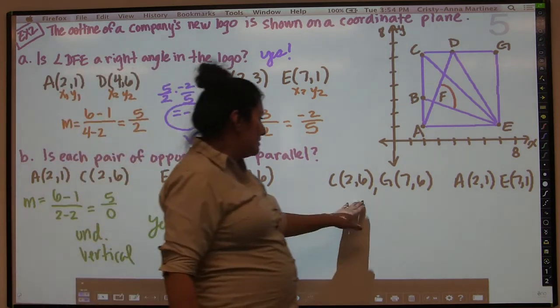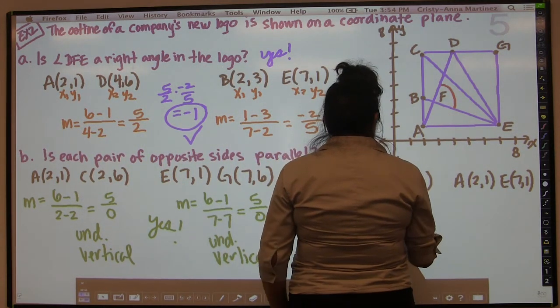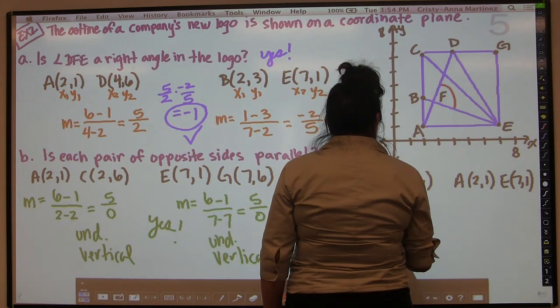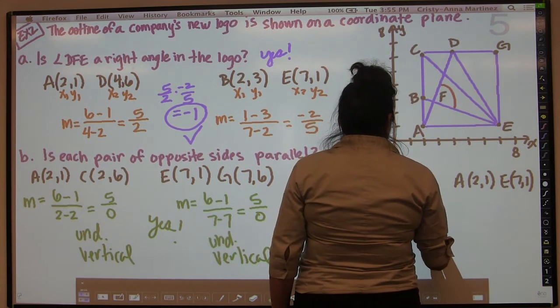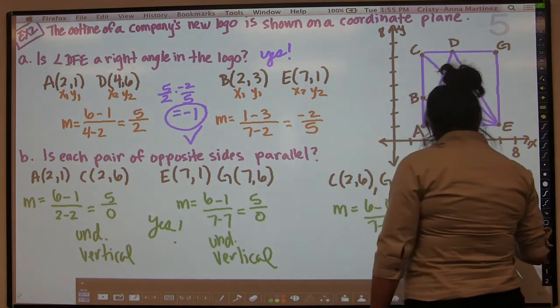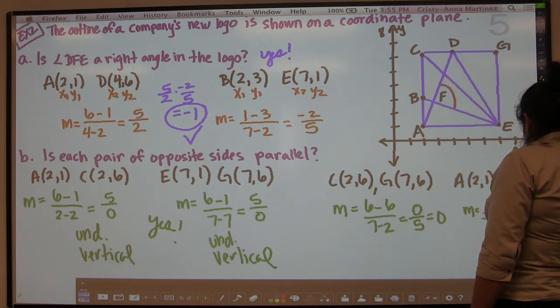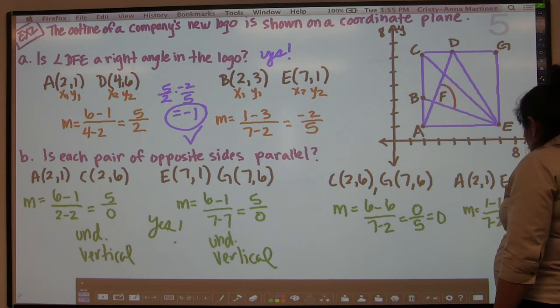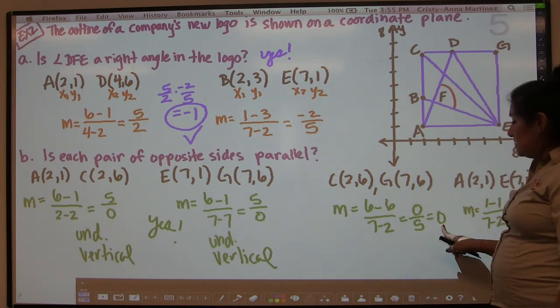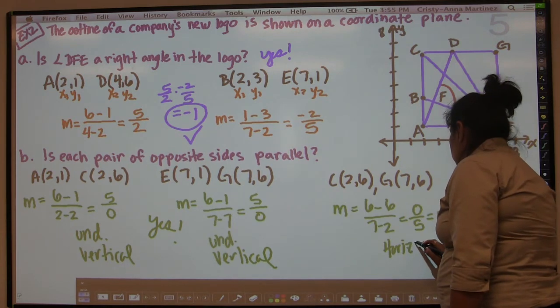And then we go to this guy and we do it again. And we're going to do 6 minus 6 over 7 minus 2. And we get 0 over 5, which equals 0. And in the last pair, we get 1 minus 1 over 7 minus 2, which is 0 over 5, which again is 0. And so anytime you have a 0 slope, that means that the line is horizontal.